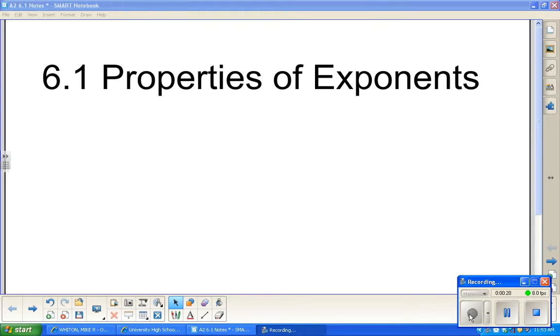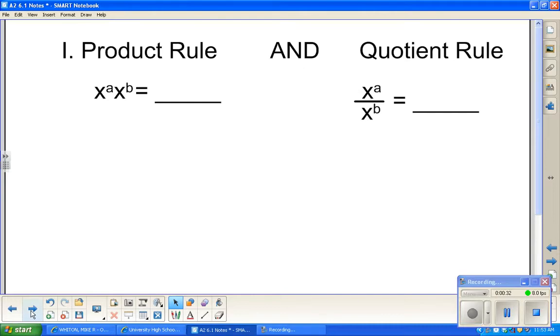Okay, this should mostly be a review of some things you saw in Algebra 1. But sometimes it just helps to see it again or think about it a different way. So there's a bunch of rules, like 4 or 5 rules. I'll give you a couple examples of each, and then you'll have a little activity to put it all together.